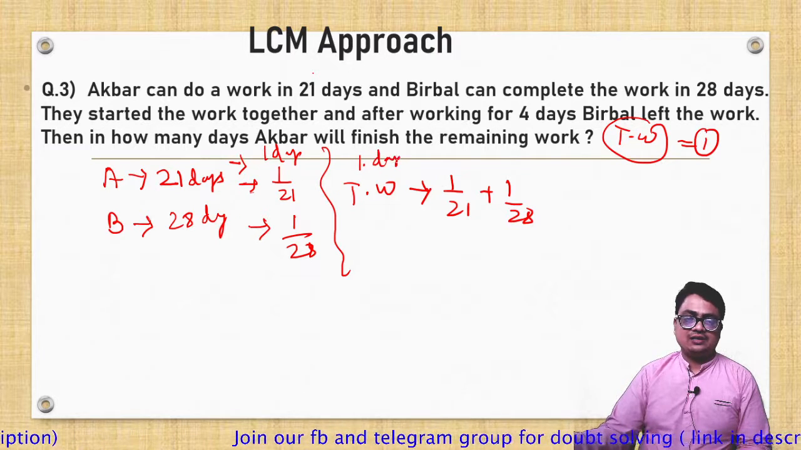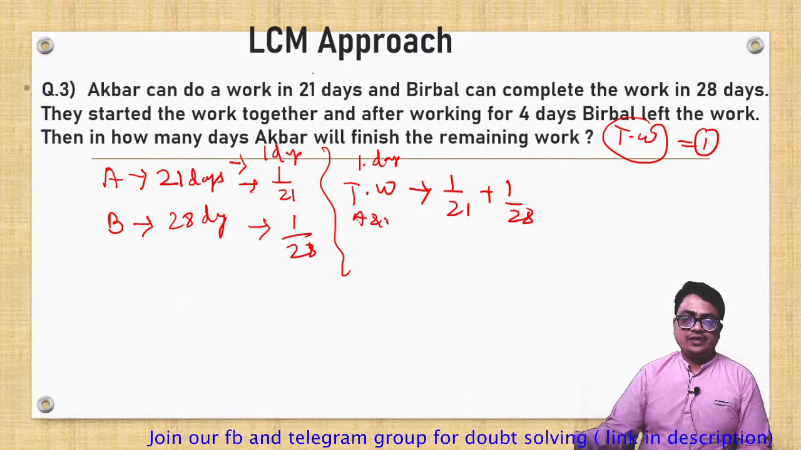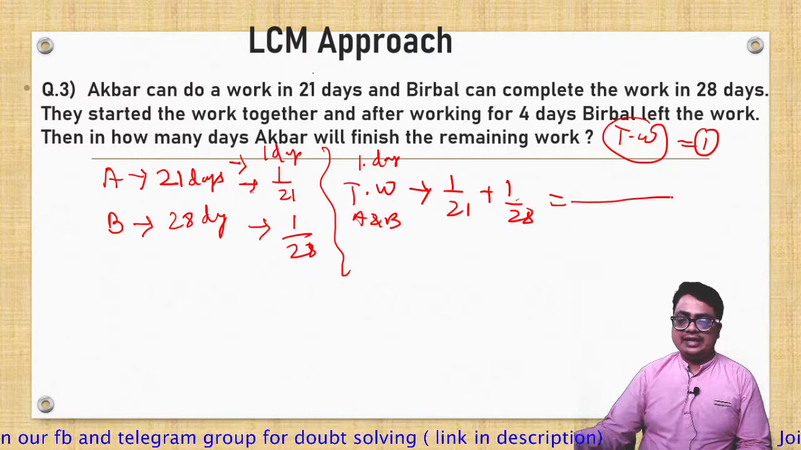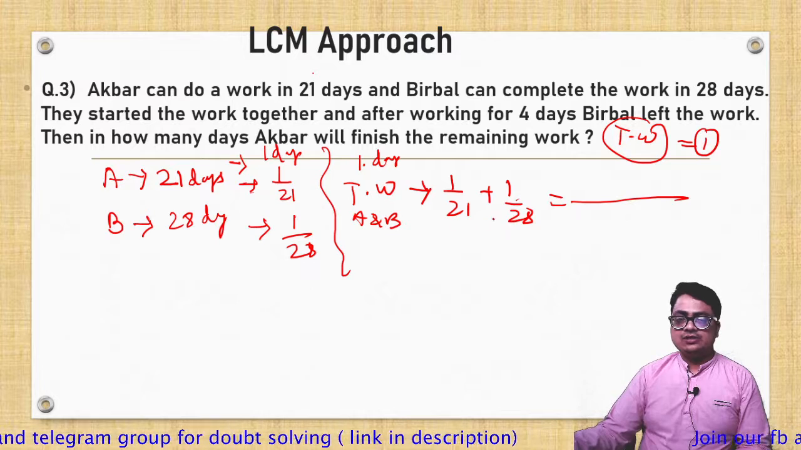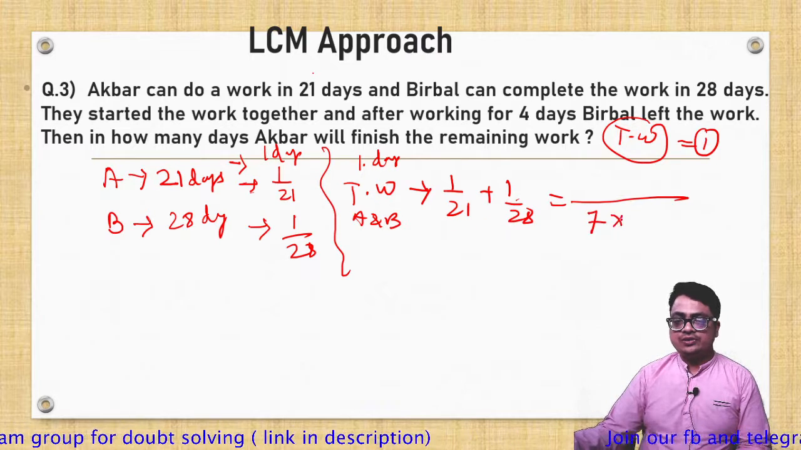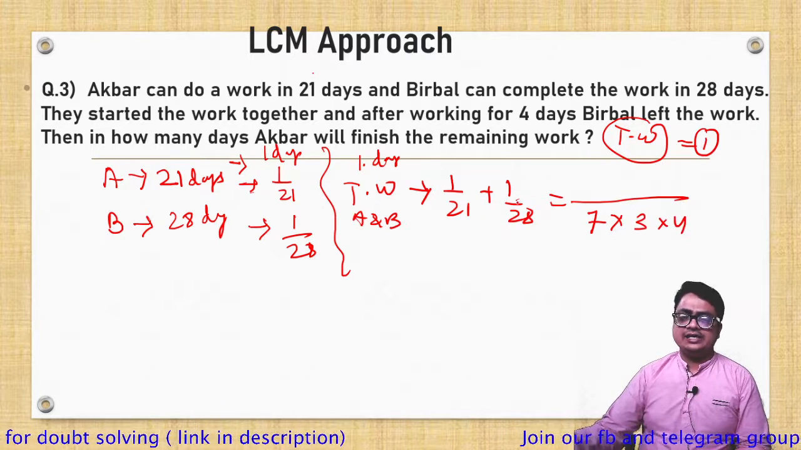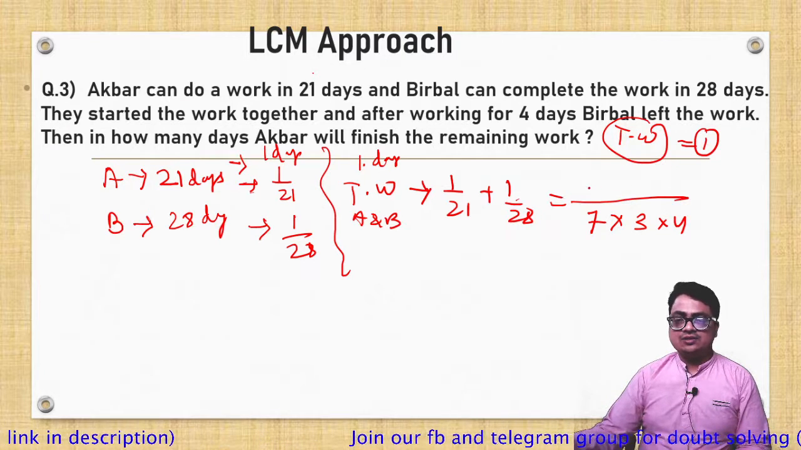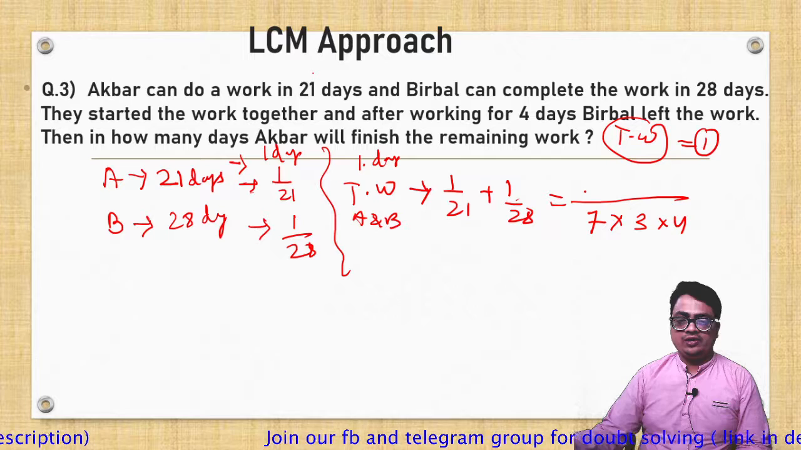In one day by both A and B. So this will be 21, 28. What is the LCM? 7 into 3, 7 into 4. So the LCM will be 7 into 3 into 4. Okay. Do not need to multiply it. The terms will be cancelled. So do not waste your time in multiplying this.